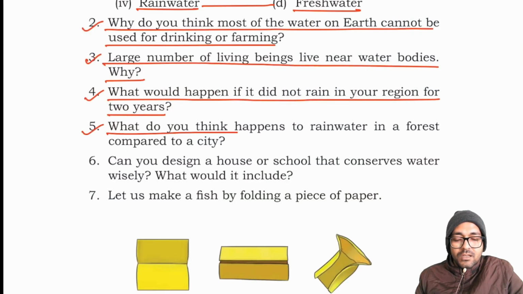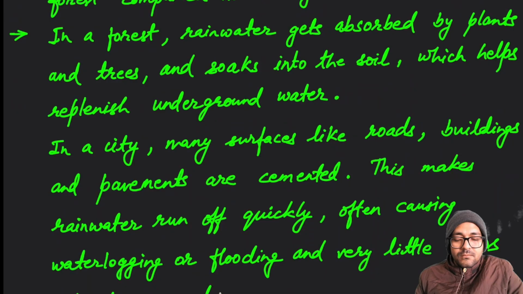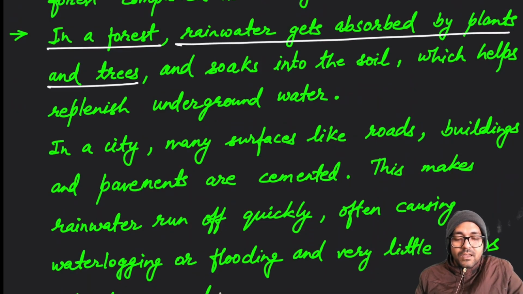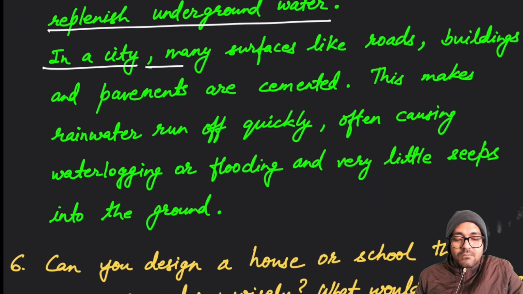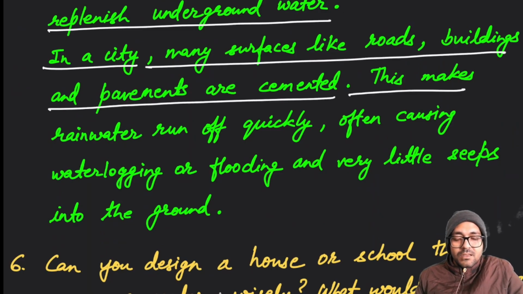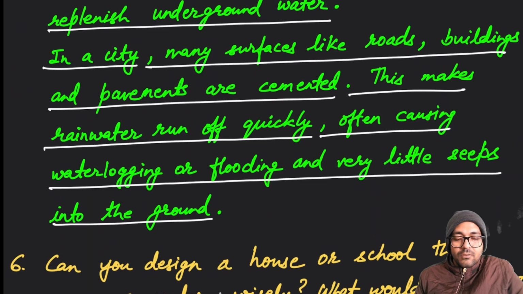5. What do you think happens to rainwater in a forest compared to a city? Answer: in a forest, rainwater gets absorbed by plants and trees and soaks into the soil, which helps replenish underground water. In a city, many surfaces like roads, buildings, and pavements are cemented. This makes water run off quickly, often causing waterlogging or flooding, and very little seeps into the ground.